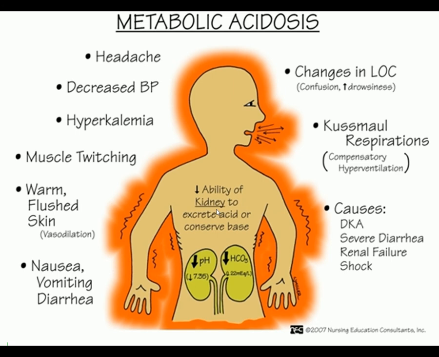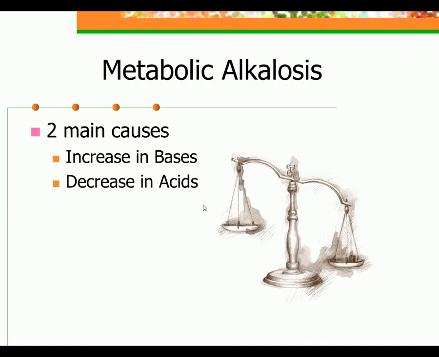So here's another little thing on metabolic acidosis. Changes in the level of consciousness, the Kussmaul respirations. It gives you some common causes here. Decreased ability of the kidneys to excrete and conserve base. And again, you can have warm flushed skin, nausea, vomiting, and diarrhea, twitching, decreased blood pressure, and headache. And you may see some of these same signs and symptoms depending upon what system it's affecting, whether it's alkalosis and acidosis.